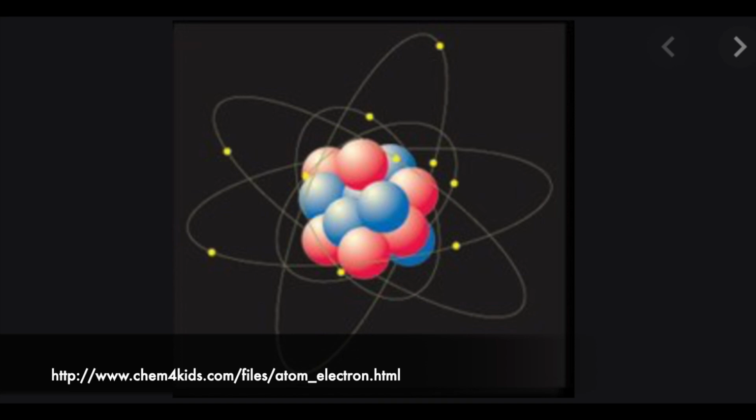Let's look at chlorine. Chlorine has 17 electrons and only needs one more to fill its third shell. So its third shell will be happy.